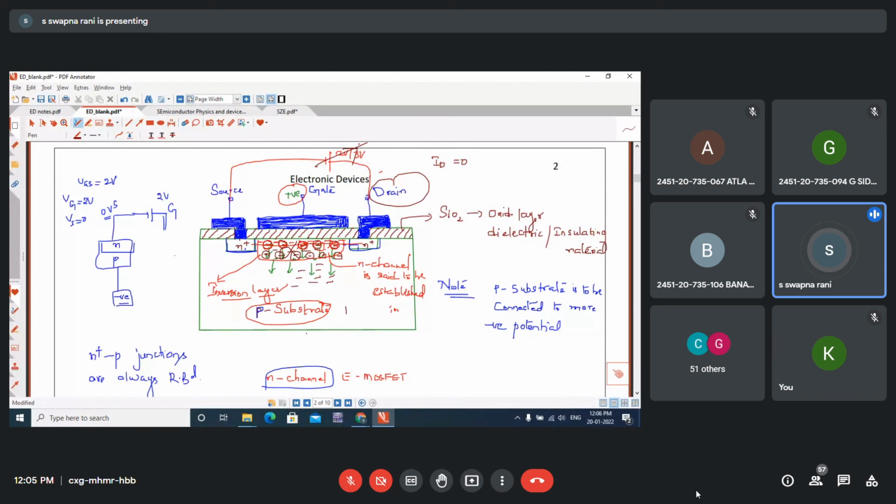In the next class, we'll see the depletion mode, and together we will draw the VI characteristics of depletion and enhancement mode on the same plot.